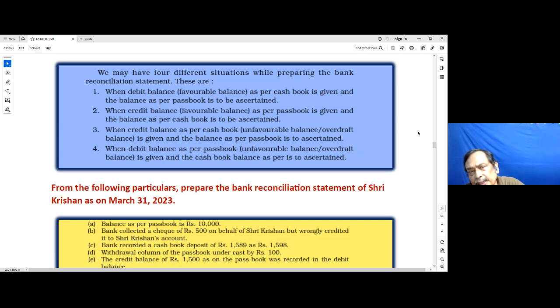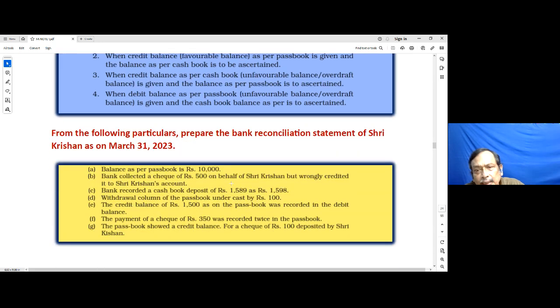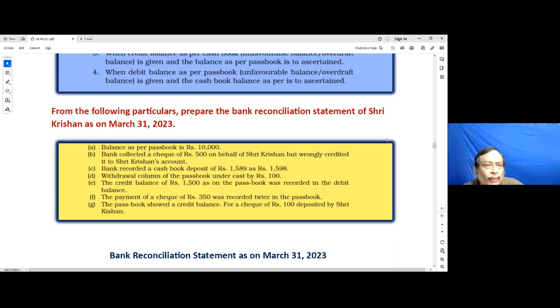Third situation, when credit balance as per cash book, unfavorable balance, overdraft balance is given and the balance as per passbook is to be ascertained. And the fourth one, when debit balance as per passbook, unfavorable balance, overdraft balance is given and the cash book balance is to be ascertained. So these are the situations. Now we are taking one problem.